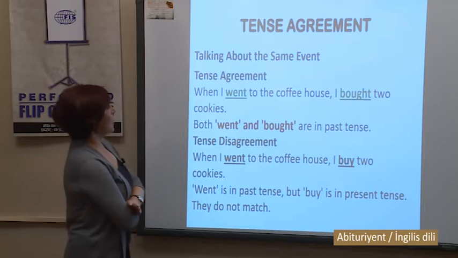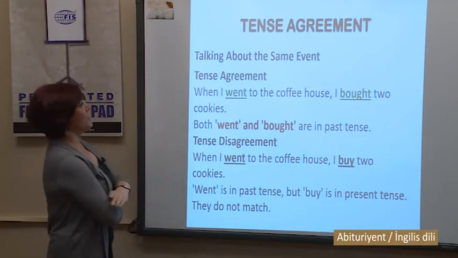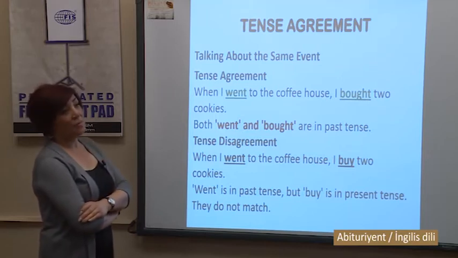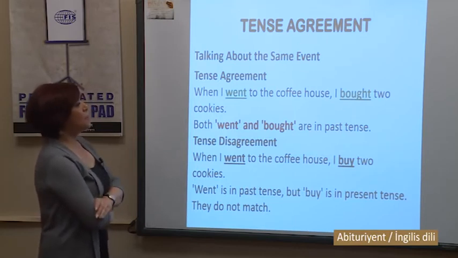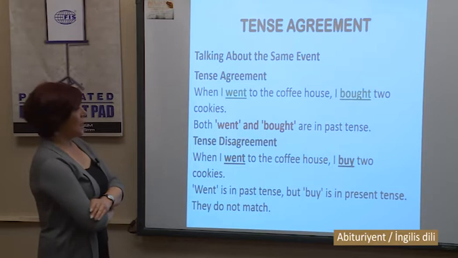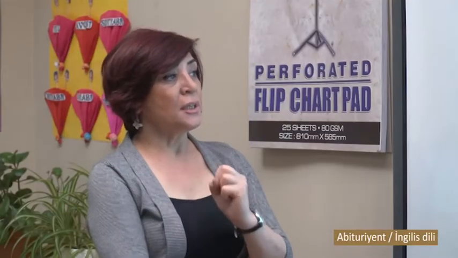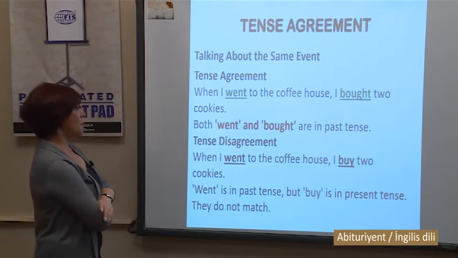From this slide you see that when we talk about the same events, first we'll speak about the same events happening at the same time. Now, tense agreement in this case. Example: when I went to the coffee house, I bought 2 cookies. Here you see that both verbs are in the past. Why? Because different events happened at the same time. I went to the coffee house, and after going to the coffee house, I bought 2 cookies. Both went and bought are in the past tense.